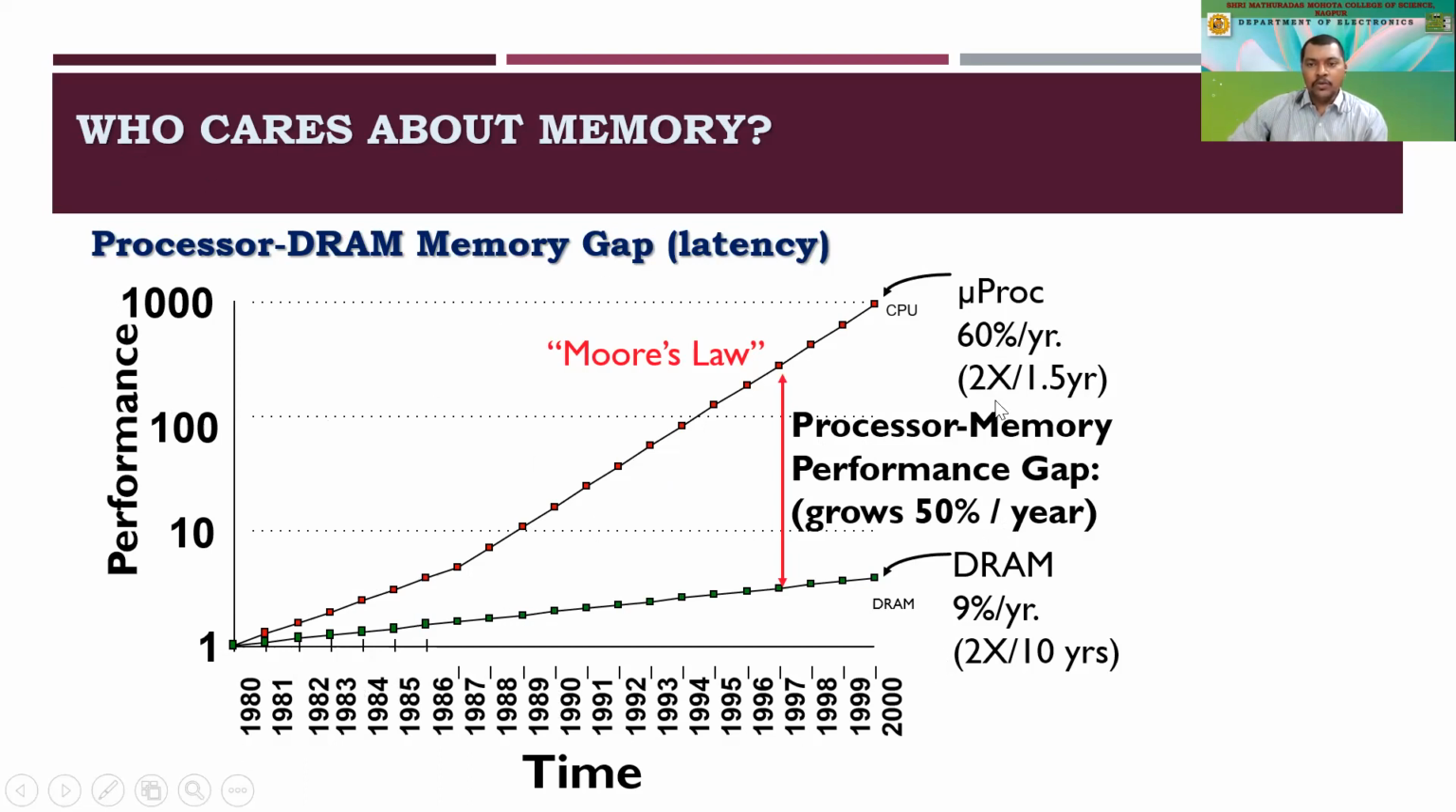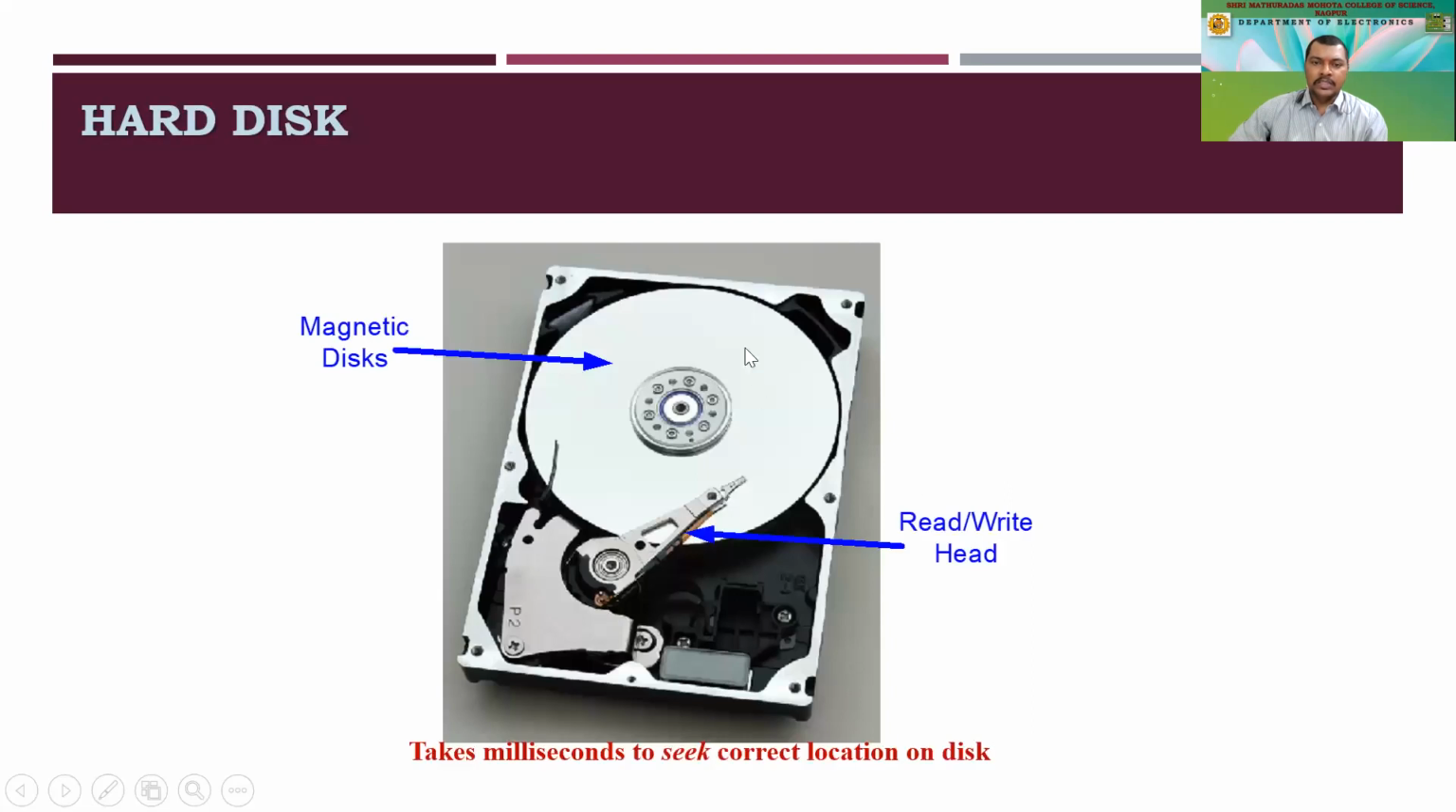So that is how we have progressed in the development of memories, and that too in DRAM. Then the hard disk. We have seen this hard disk. This is where, in the CPU box, we are expected to store the main data of a computer, right? So that is the hard disk. This is the magnetic disk, and this is the read-write head.